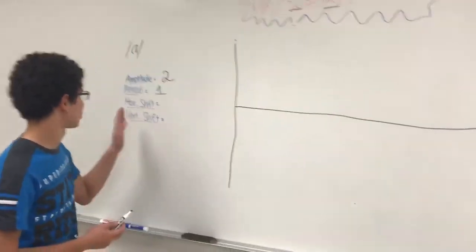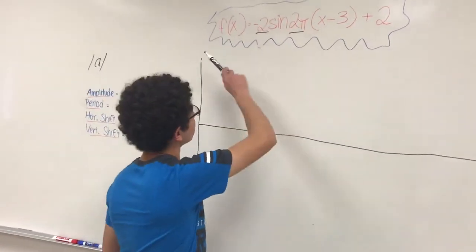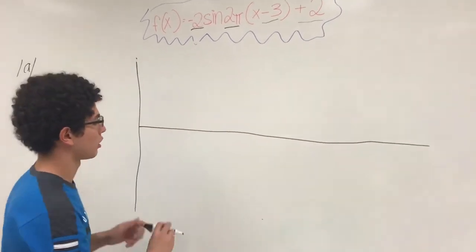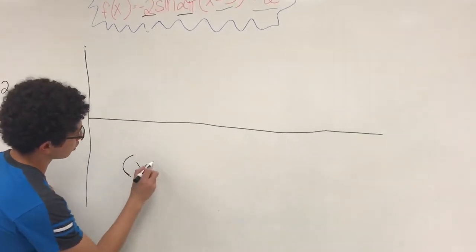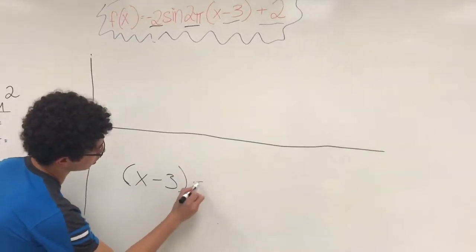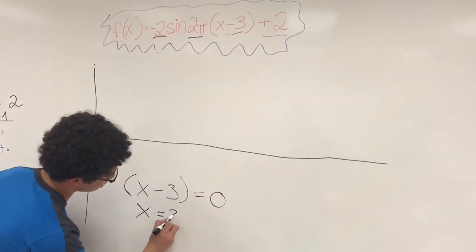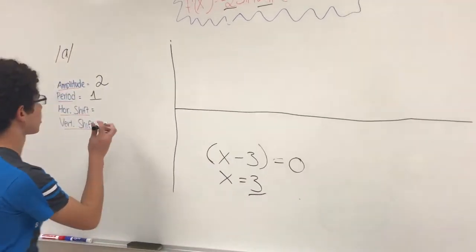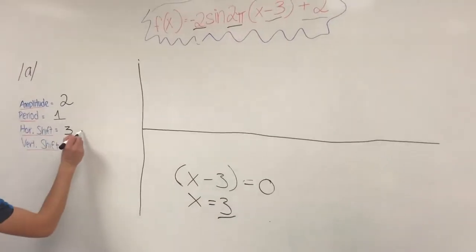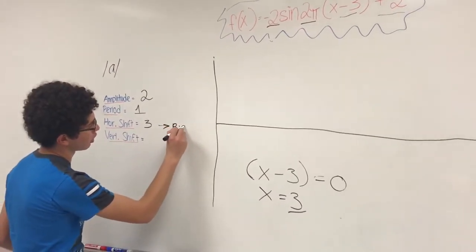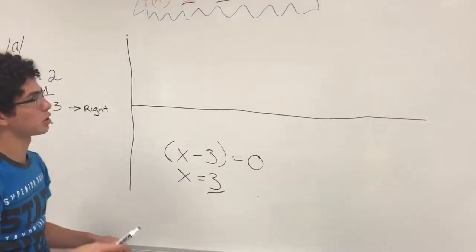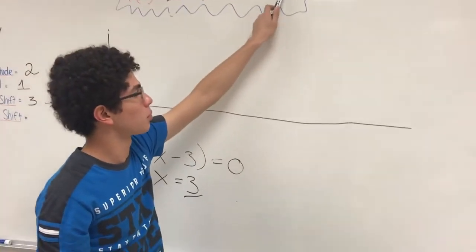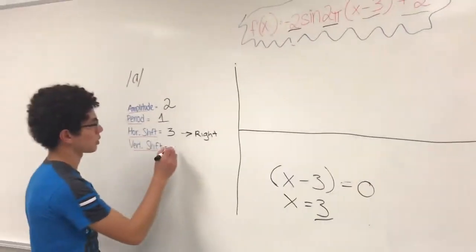Okay, talking about horizontal and vertical shifts, we will analyze in our formula this number and this number. First, for the horizontal shift, what we first do is solve for x. Here we have x minus 3 equals 0, and x equals 3. So we got 3 for the horizontal shift, which means it will be 3 units to the right. And for the vertical shift, the only thing we do is see the last number that is added to the formula, and since it is a positive number, it will go up, in this case 2 units up.